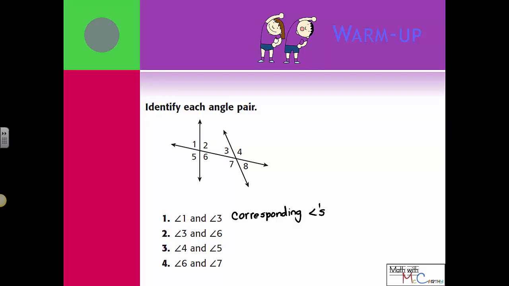If I look at angle 3 and angle 6, they're on opposite sides of the transversal. Here's my transversal, I'm going to call it T. Opposite sides, so that means they're alternate something. And then if I look in between these two, they're on the interior, so those are alternate interior angles. All right, we're looking at angles 4 and 5 now, alternate exterior angles.